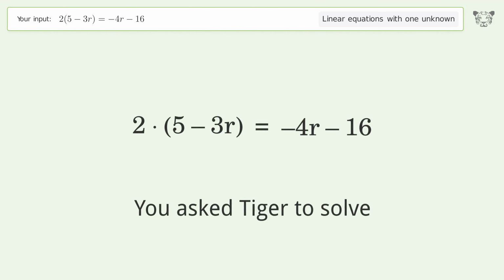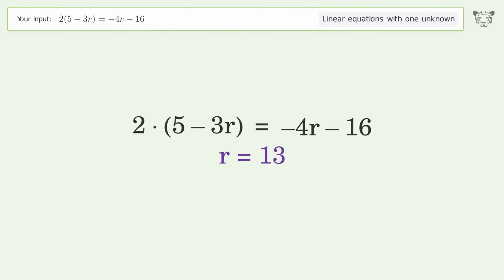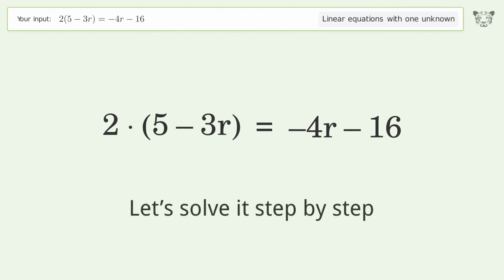You ask Tiger to solve. This deals with linear equations with one unknown. The final result is r equals 13. Let's solve it step by step.